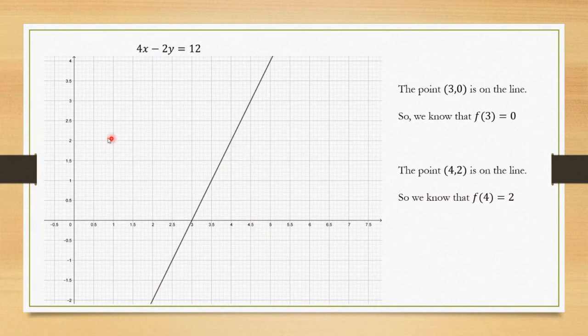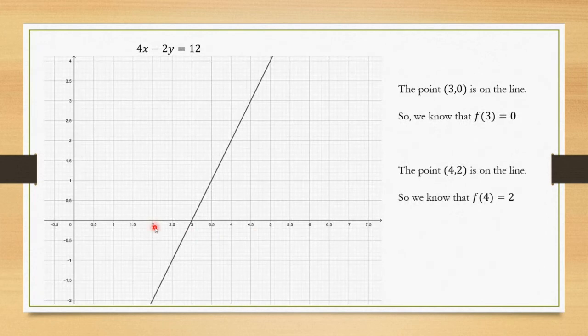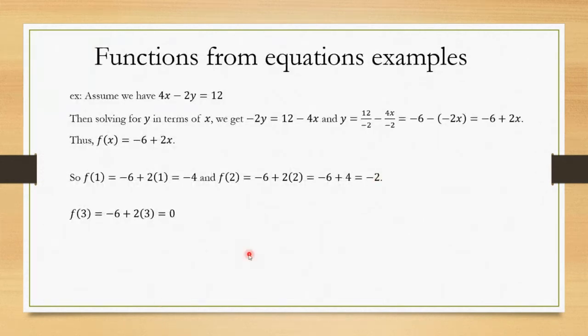f of 4 is 2. We can see that (4, 2) is on the line. I mean, I didn't calculate f of 4, but if you did, you would get 2. f of 2, you can see here, is -2, but that's what we get here.